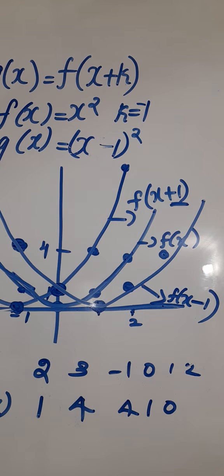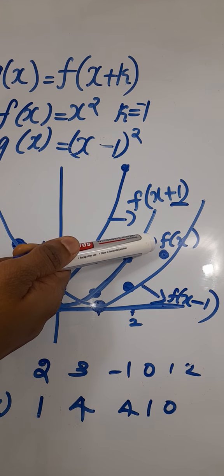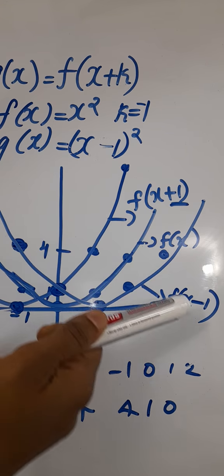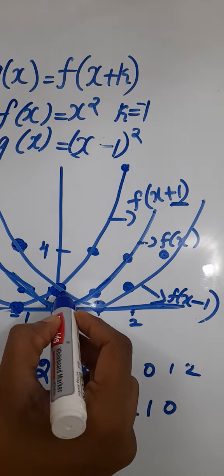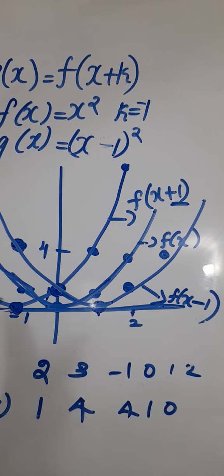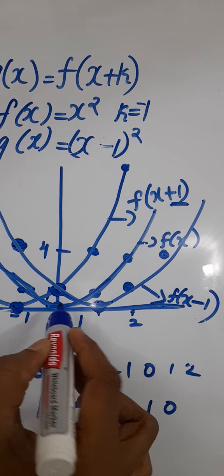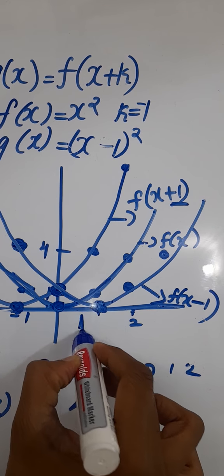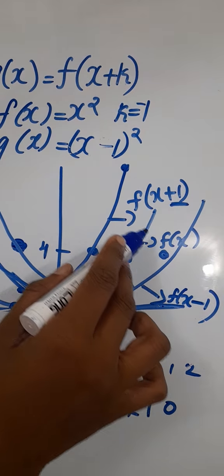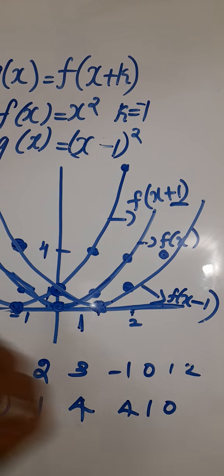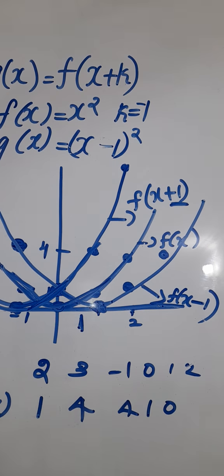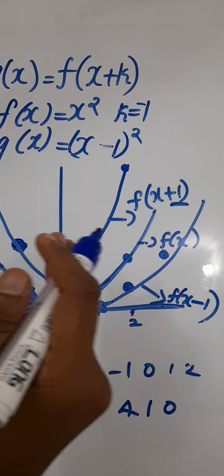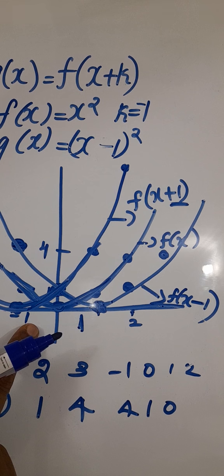Observe these curves. When f of x transforms to f of x minus 1, we see that this is a horizontal shift, a horizontal translation. By how many units? By 1 unit. When f of x transforms to f of x plus 1, we see again that it is a horizontal shift to the left by 1 unit.